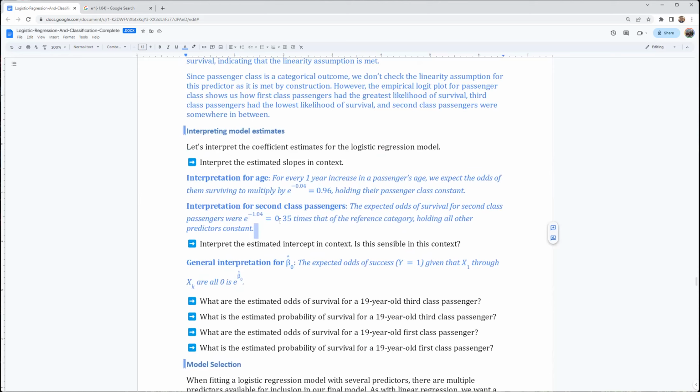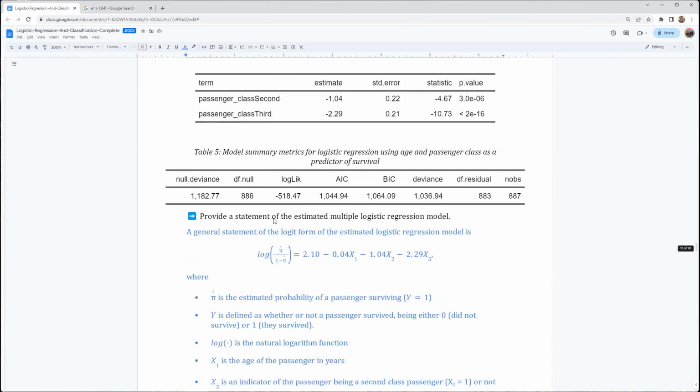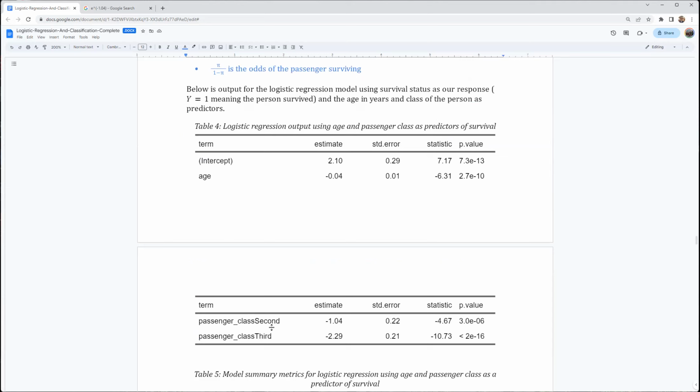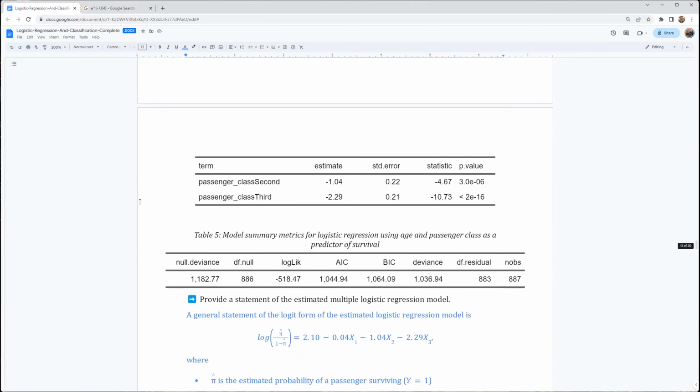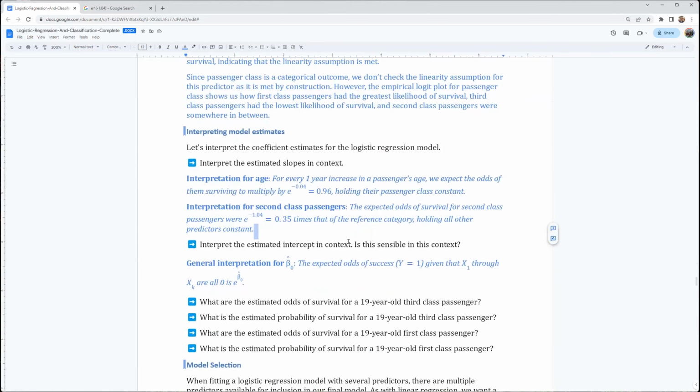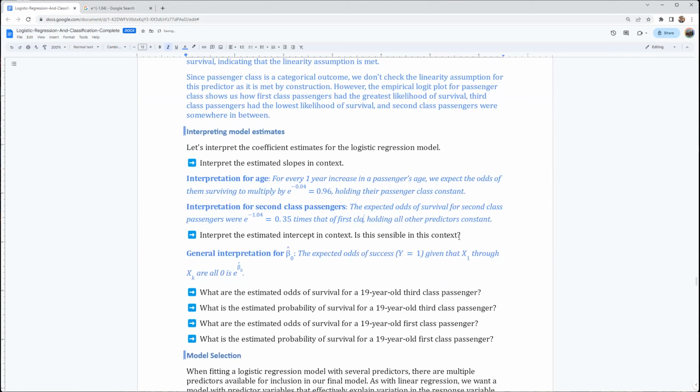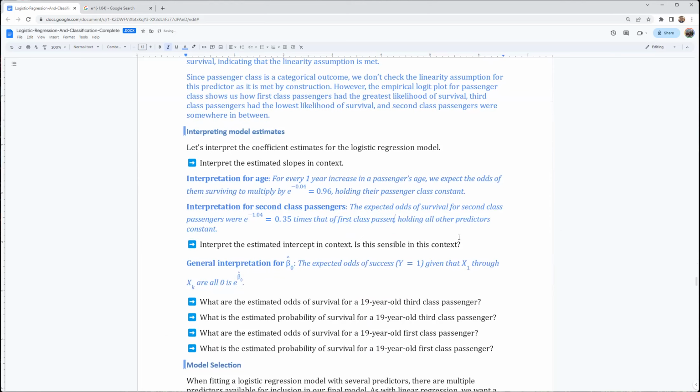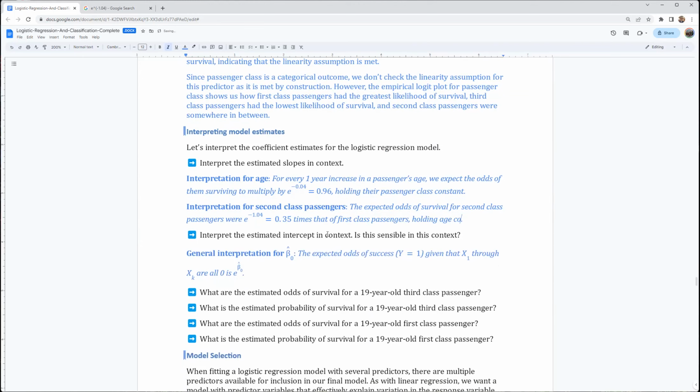and then what was the reference category in this case? We had indicators, we had dummy variables for second and third class passengers. So that means that first class passengers were the reference category or baseline category. So the odds of survival of second class passengers were 0.35 times that of first class passengers, holding, and in this case, age constant. The other predictor besides class was age.